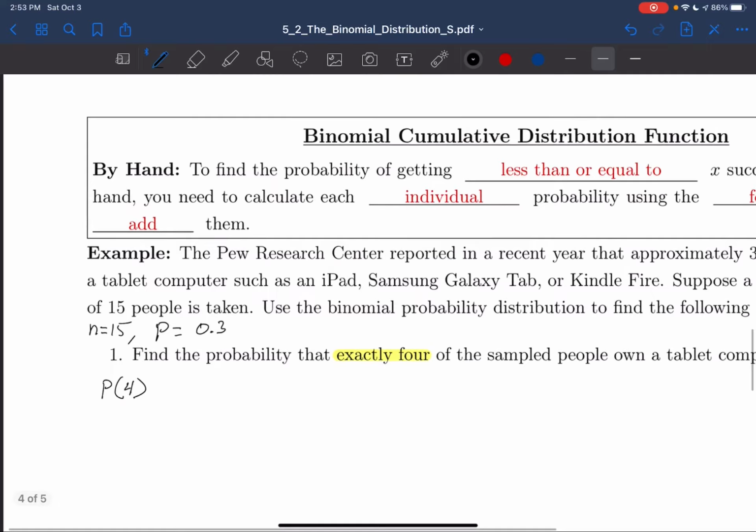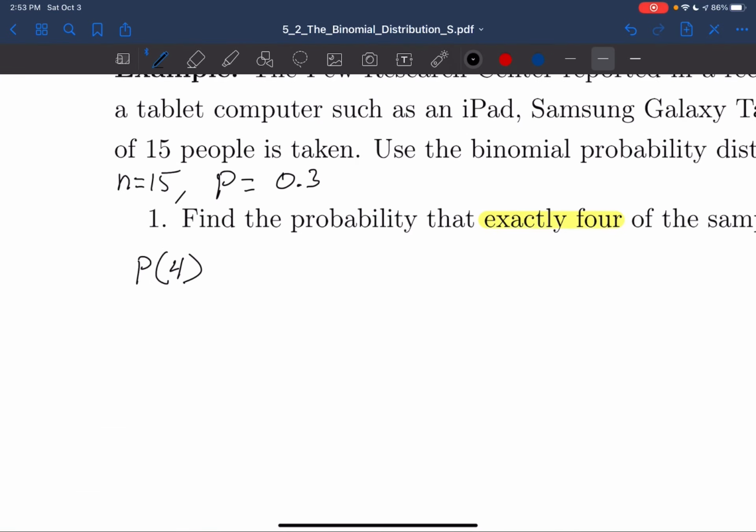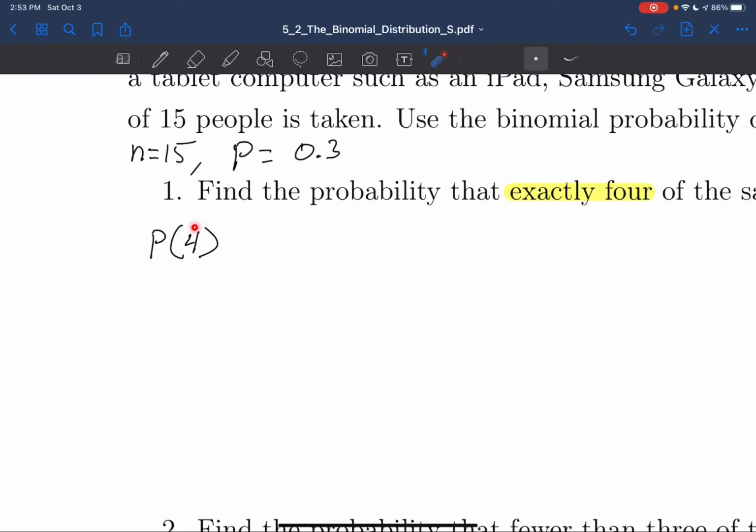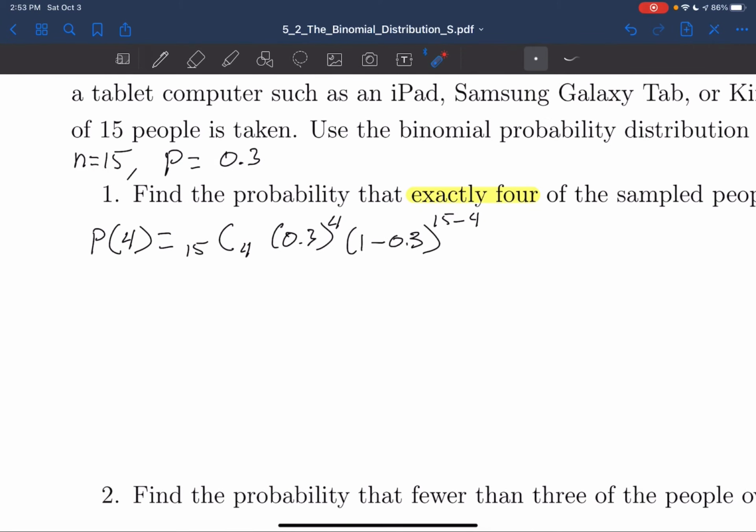Well, from the little formula that we just did, we can compute this because we know our n, we know our p, and we also know what our x value is for this specific example. So this is going to be equal to 15 choose 4 times 0.3 to the power of 4 times 1 minus 0.3 to the power of 15 minus 4. And again, all I'm doing is plugging the values that we know into the formula.